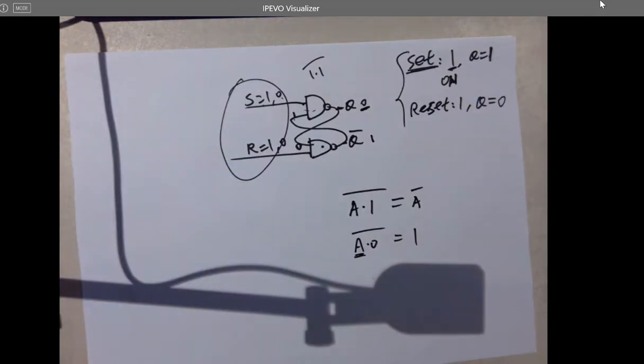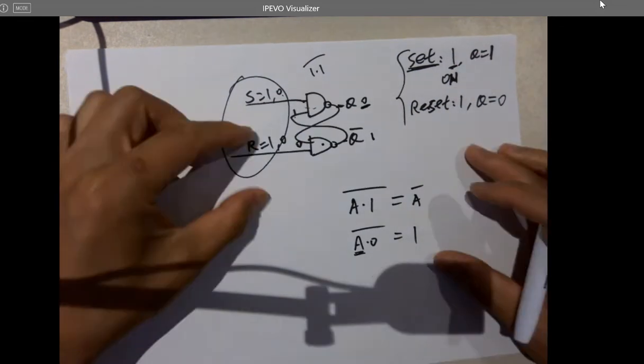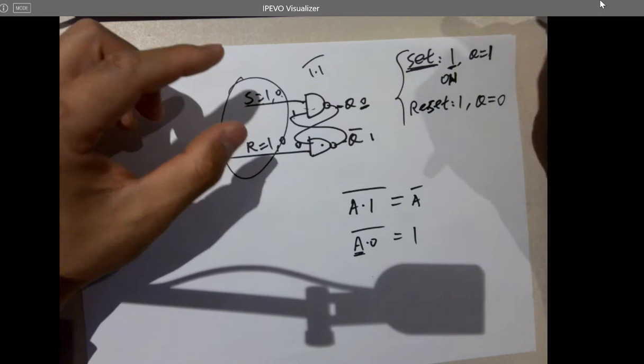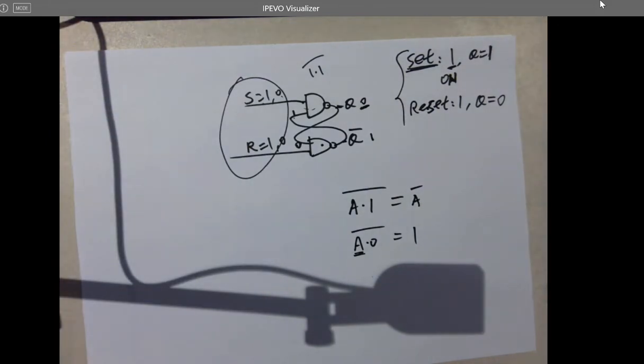We all say that 0 and 0, these two inputs, this combination is not allowed for the flip-flop. So what does that mean? Why is it not allowed? Is it going to burn the latch or blow it up, or what's going to happen?